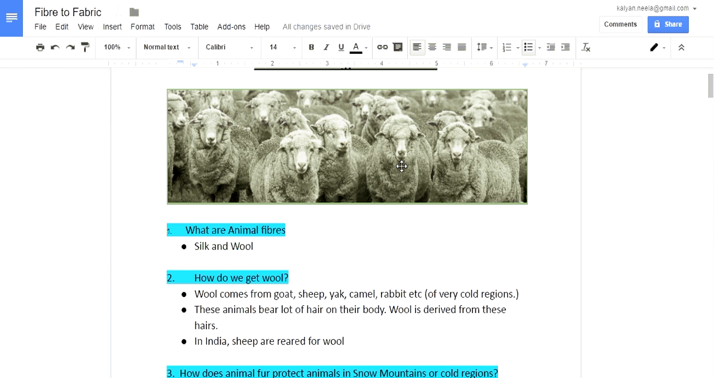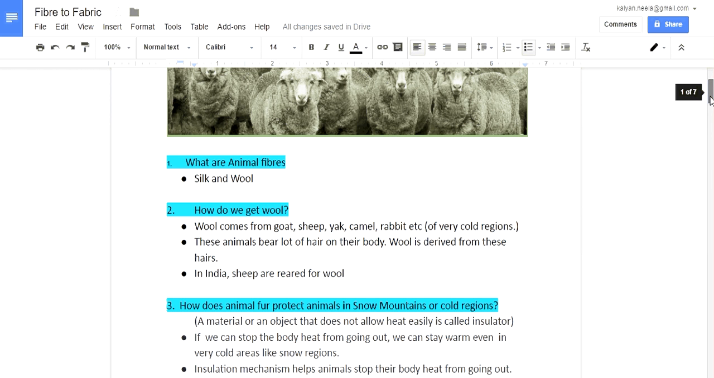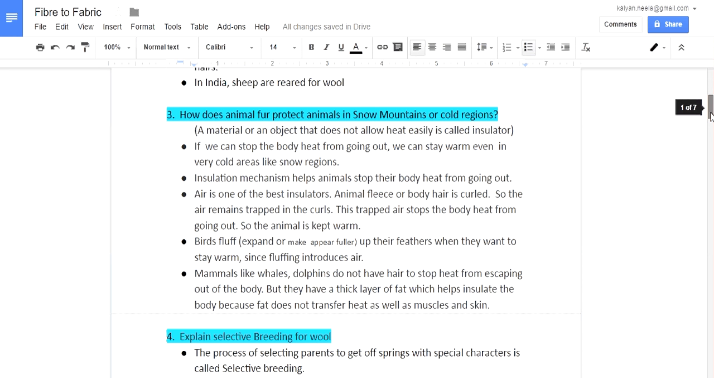This air is an extremely good insulator. It does not let heat pass through it. The air trapped inside the sheep fur will block the body heat from going out. That's how sheep are kept warm in extreme cold weather. Likewise, all other animals that develop fur, like we discussed, sheep, goat, camel, rabbit, etc.